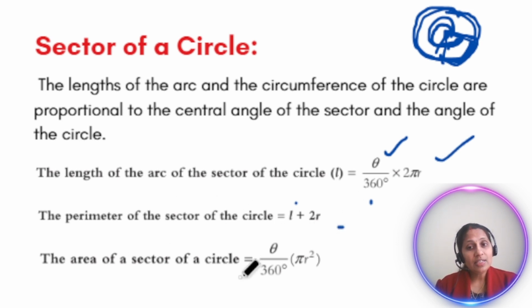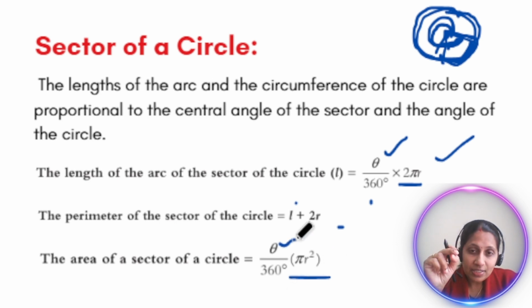Now, area of the sector is the same as the length, but instead of the circumference, you substitute the area of the circle. Theta by 360 degrees into pi r square. What is this theta? The angle of the sector. Clear? So just note down all these formulas. It's very important when you come for the exam.